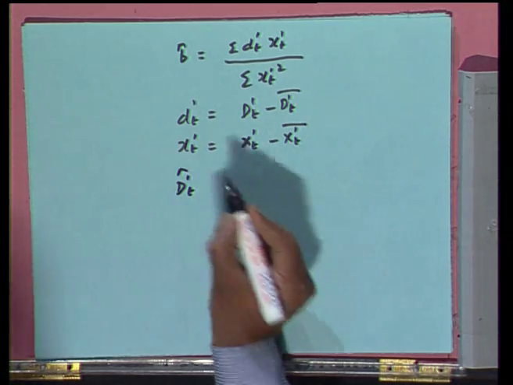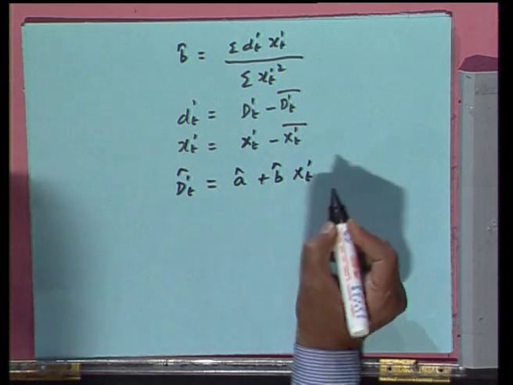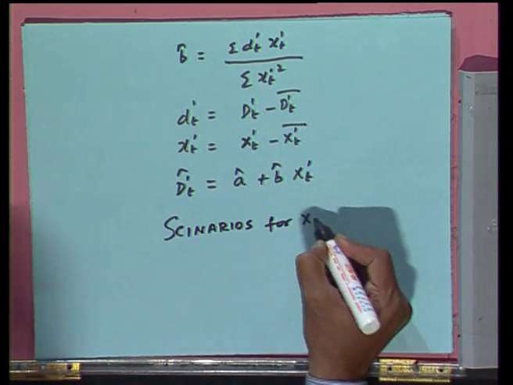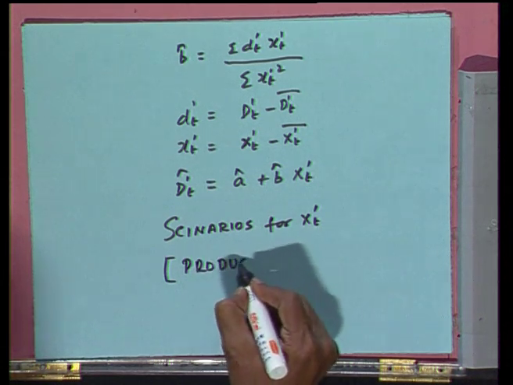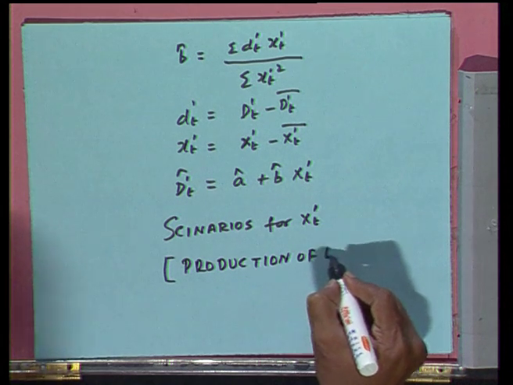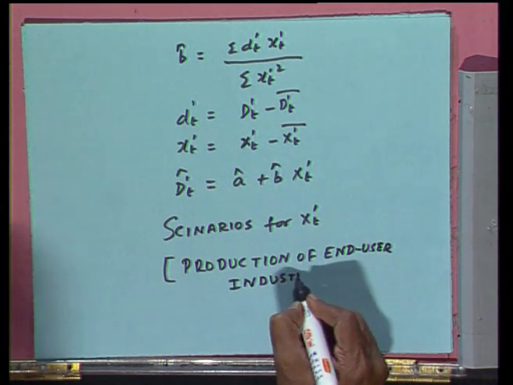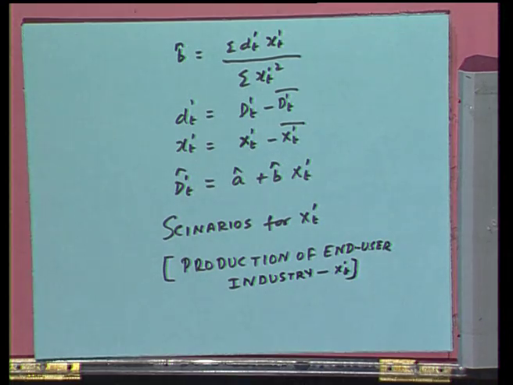So, once you estimate the values for A and B, we will get the estimated model as before, as in the case of consumer products: DT prime cap or hat is equal to a hat plus b hat XT prime. Now, again, you use the scenarios for XT prime. In this case, the scenario is with respect to the production of the end user industry, which is XT prime. These various scenarios of production of end user industry can be obtained either from the publications or from the end user himself.